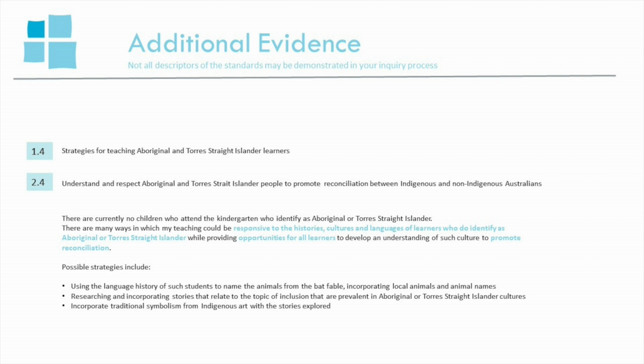These include ideas such as incorporating any stories from these cultures into the curriculum that relate to inclusion by using the local languages to substitute these names of the animals, for instance, from the bat fable, as well as incorporating traditional symbolism from Indigenous art alongside the stories we were exploring.